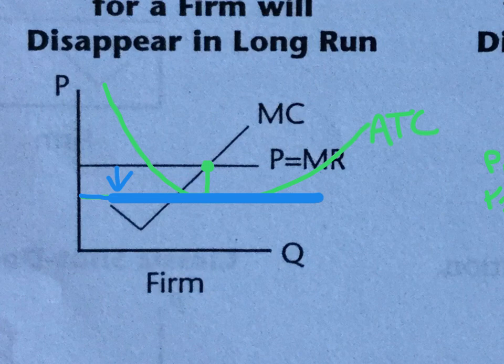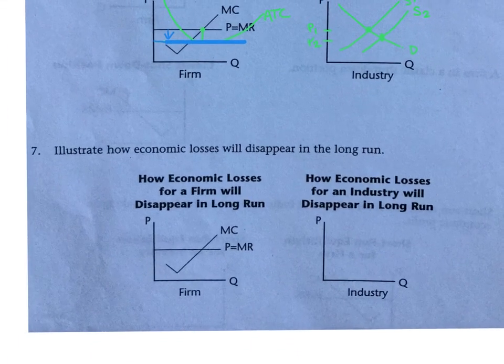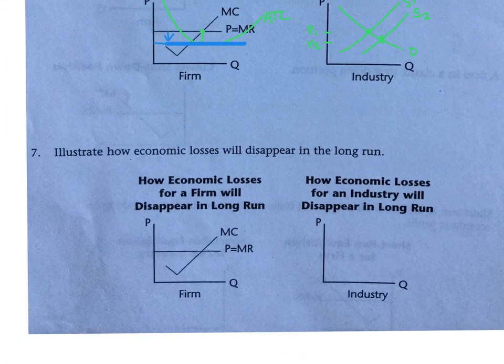So sellers enter, more sellers enter, supply shifts right, price falls. When the price falls, that eats up my economic profit. The last question asks you to illustrate how economic losses will disappear in the long run.